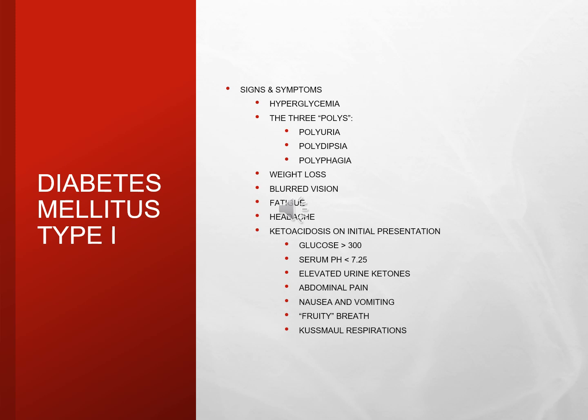That's due to that accumulation and spilling into the urine as well. You can also have abdominal pain, nausea, and vomiting. That fruity breath is pretty characteristic, as well as those Kussmaul respirations. And those also indicate that metabolic acidosis.